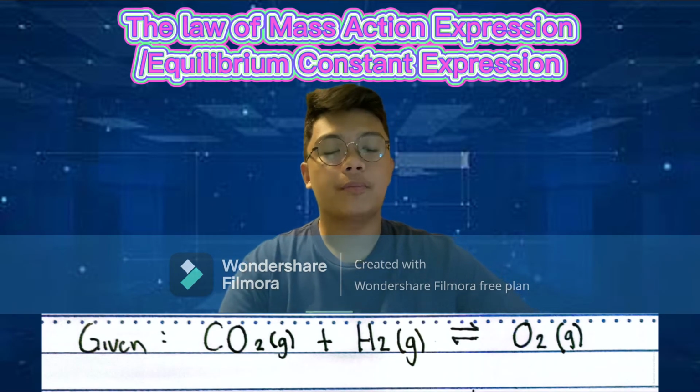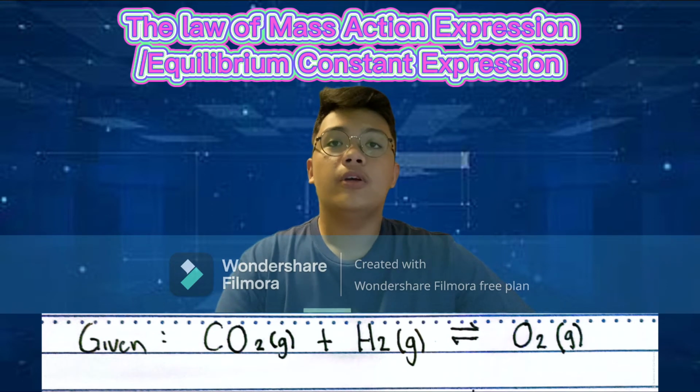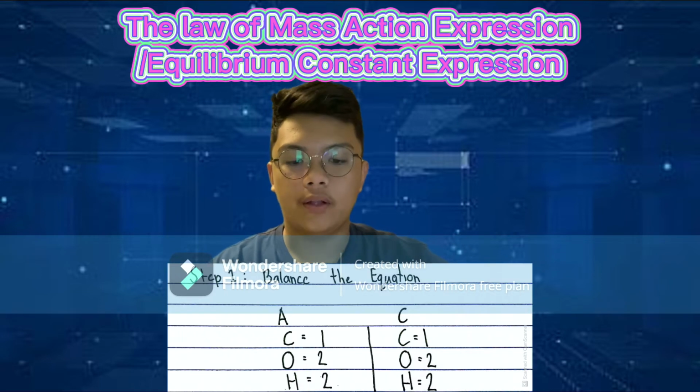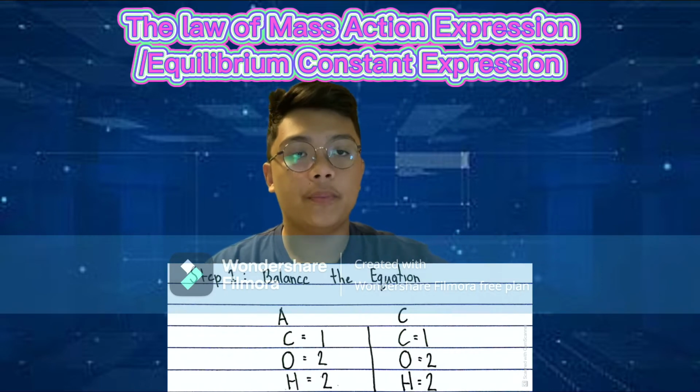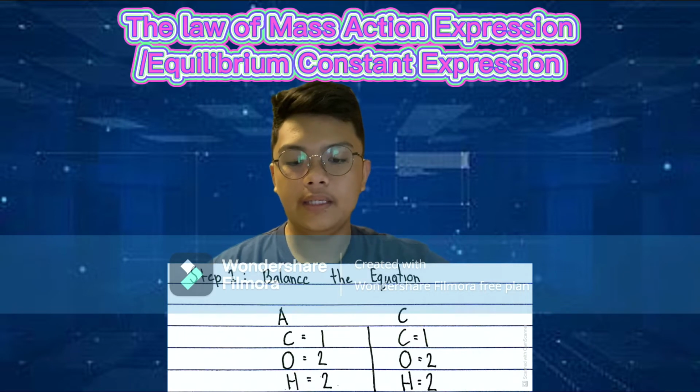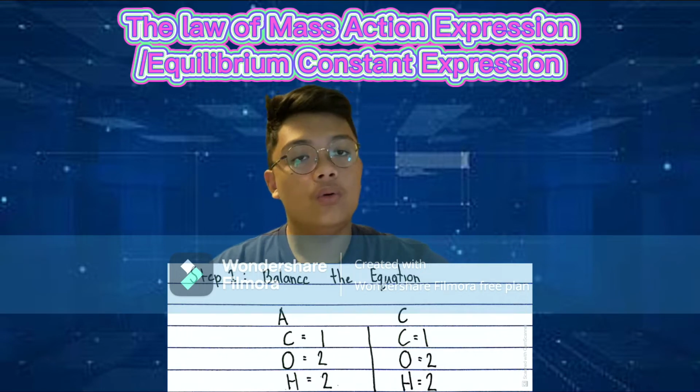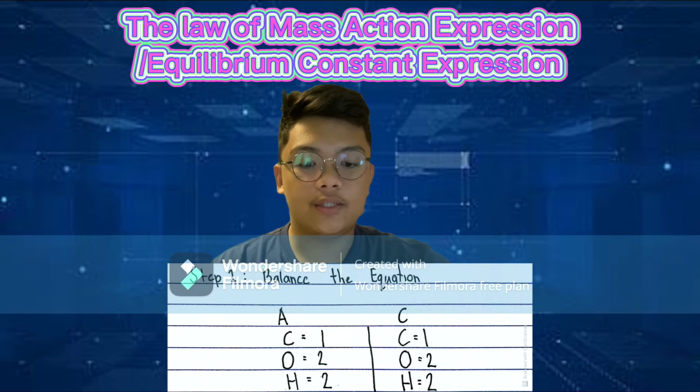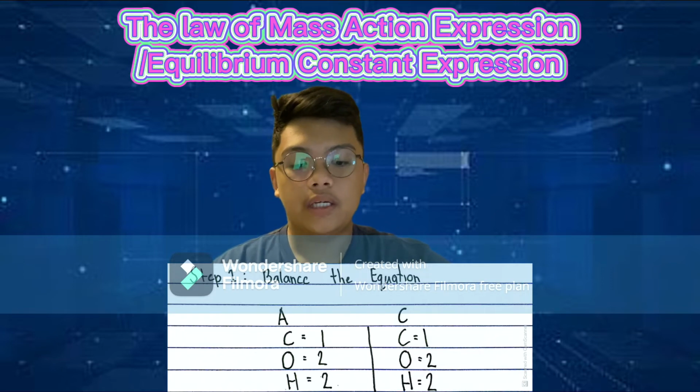Now we are proceeding to number 2. We have here the given of CO2 gas plus H2 gas reversible to CO gas plus H2O. Step 1. Balance the equation and know the atomic inventory. So we have here C equivalent to 1, O equivalent to 2, and H equivalent to 2, reversible to C equals 1, O equals 2, and H equals 2. So the equation we have is already balanced.